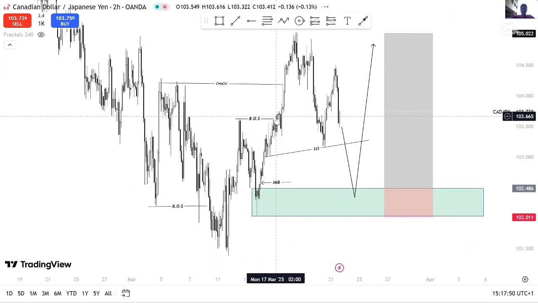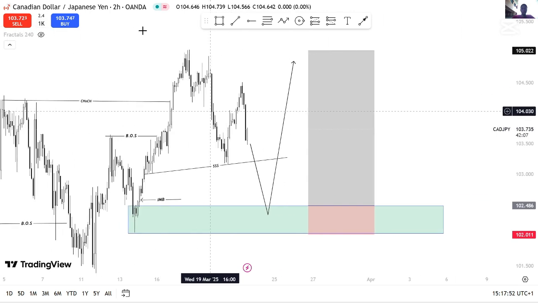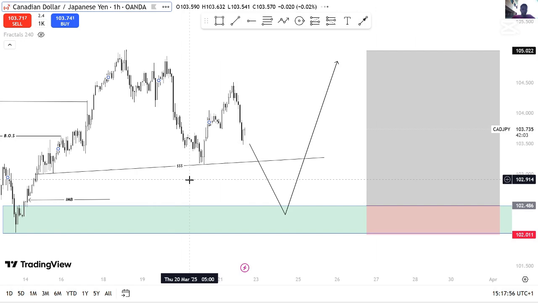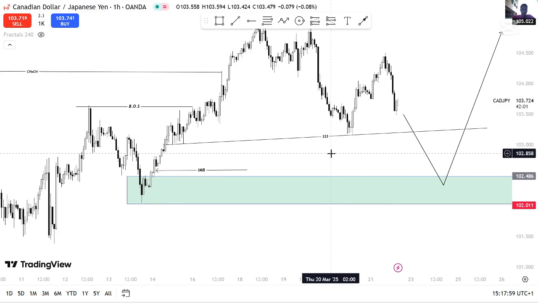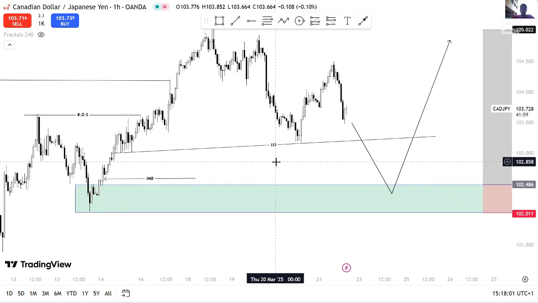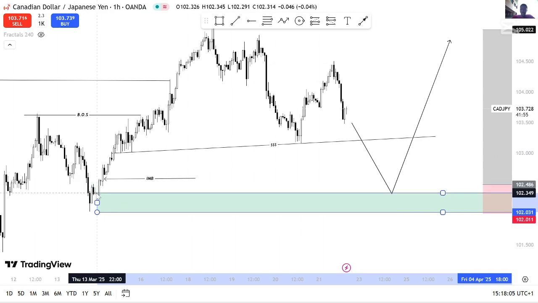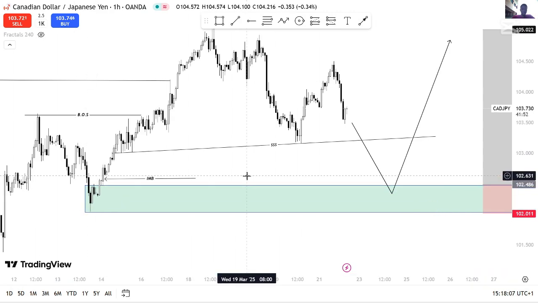So that's it. If I want to do further refinement, I can go on a lower time frame like the 1 hour and see if anything changes. Not really. We can refine the demand zone to here, but that would be ridiculous. Price will not even tap it. So I think this is okay.